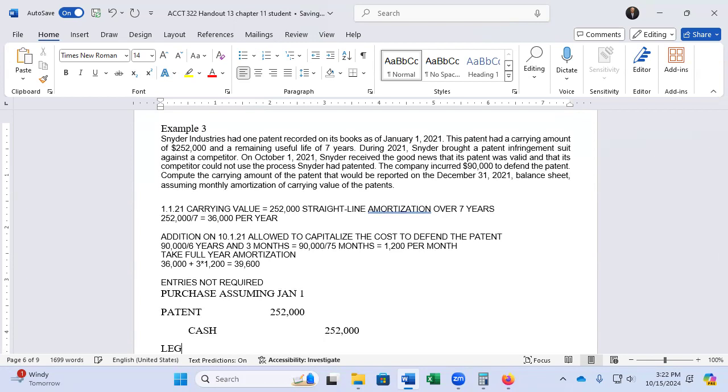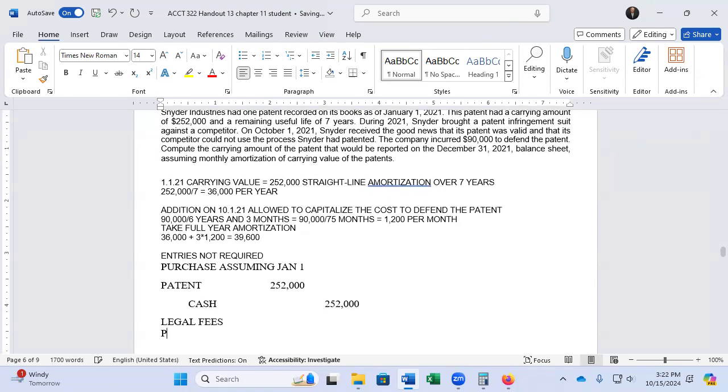And then for the legal fees, they were able to capitalize it to the patent for 90,000. Probably cash.